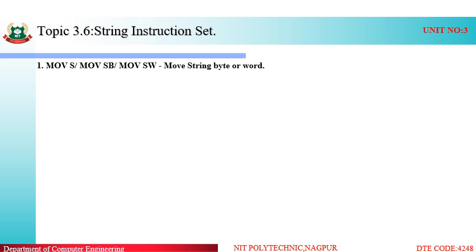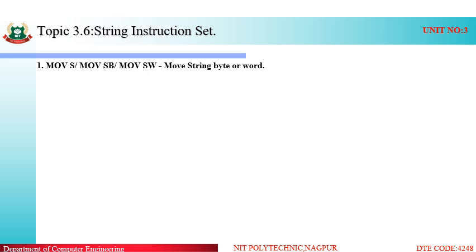So coming to the move instruction, it is used to move the data from source to the destination. Now this move instruction is subcategorized into three sections, that is MOVS, that is move string, MOVSB, that is move string byte, and move string word, that is MOVSW. So what is the difference between MOVS, MOVSB and MOVSW?